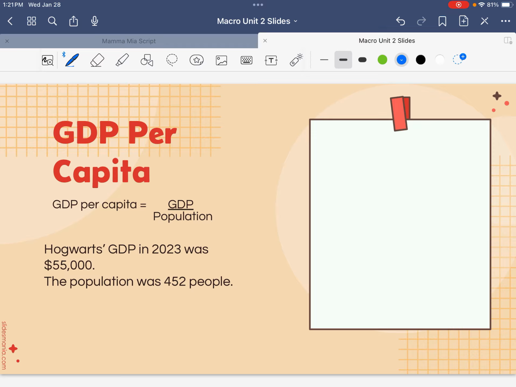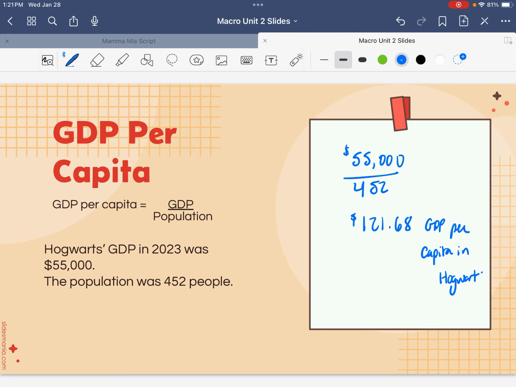So I'm going to do one and then kind of tell you why there's some limitations to this. So my formula is you take the GDP. Hogwarts produced $55,000 worth of stuff in 2023, and there were 452 people. So I'm going to put that in my calculator, and I'm going to get 121, and I'm going to round to dollars and cents because this is a dollar amount. $121.68 GDP per capita in Hogwarts. I'm a huge Harry Potter nerd, which is why I'm doing Hogwarts and Narnia examples and silly stuff like that.